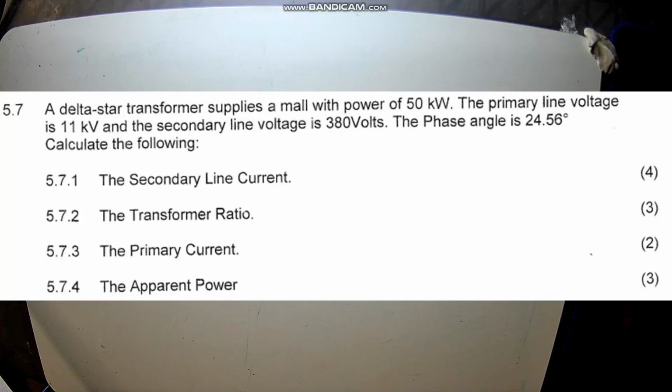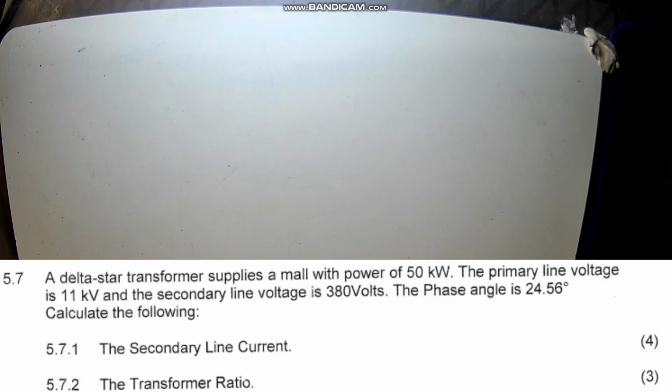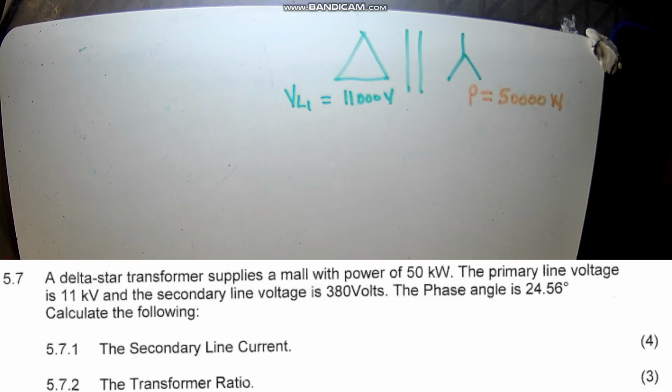Now in the next question, there's no diagram. It's all in words. And so now it becomes a little bit of a mission. So this means you're going to have to draw a diagram. First it says a delta star transformer supplies a motor with power 50,000 watts. Then it says the primary line voltage is 11,000 volts. And the secondary line voltage is 380 volts.